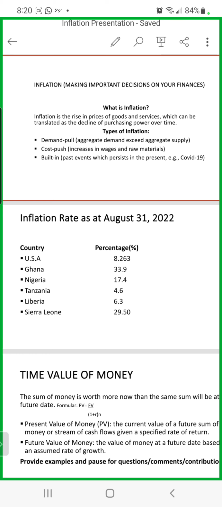So when we talk about purchasing power, what it means is the money that you have in your hands. What is the value of it? As of today, if you go to the grocery and you're buying something, how much money can buy the same item compared to yesterday or compared to tomorrow? So if the price of the item increases, that means there's inflation. And that is what inflation is all about.